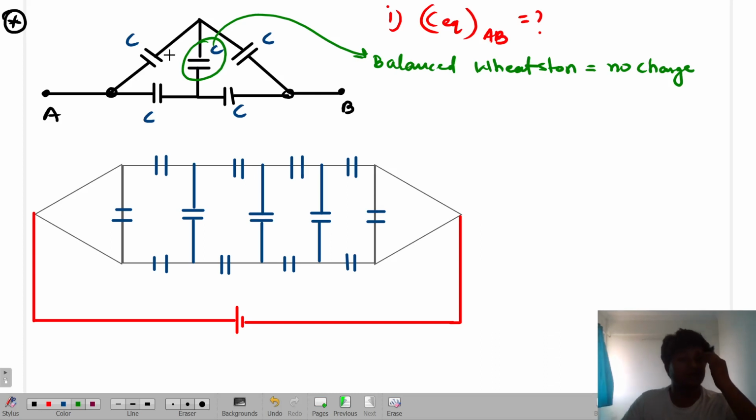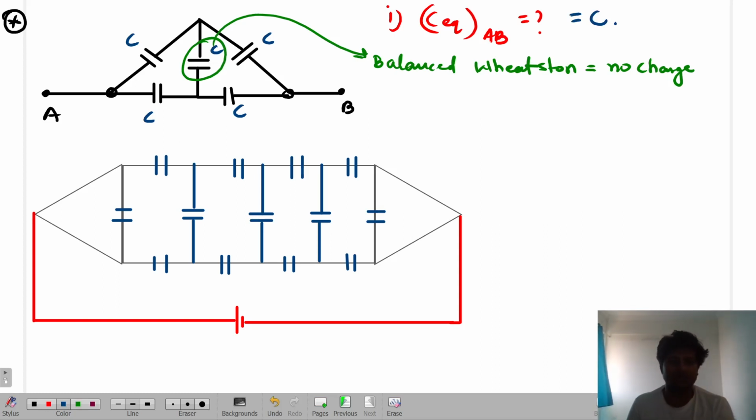C by 2, how much will it be? This is C and C. C plus C means 1 by C plus 1 by C. That means C by 2, isn't it? So net upward is C by 2 and downward will be once again C by 2. And I have to add them. So that will become how much? Exactly equal to C. Are you able to get me?